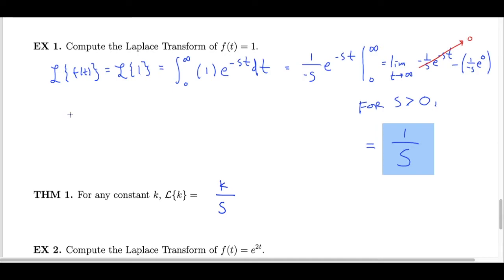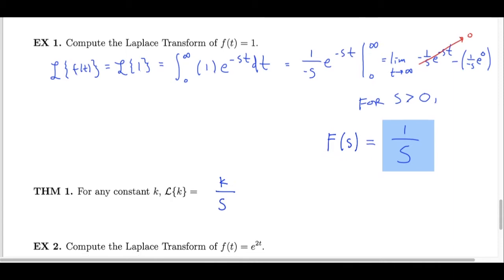One more quick note about notation. As I'd mentioned previously, if my input function is lowercase f of t, we often write our final output, our Laplace transform, as capital F of s. As you'll see later, it's important for us to distinguish between the original function and the transform. And so this method of using the lowercase letter for the original function and the corresponding capital letter for the transform is pretty common.